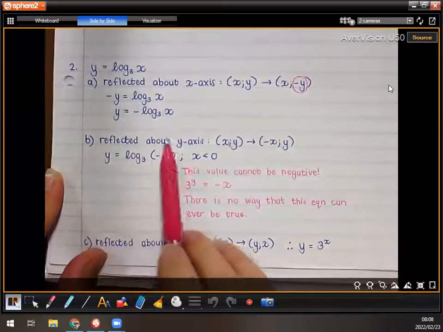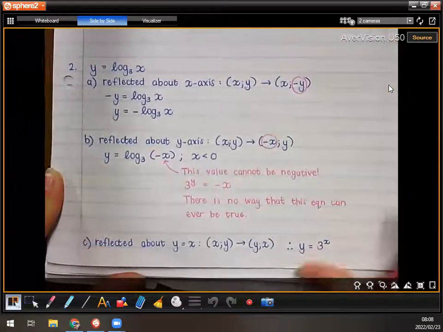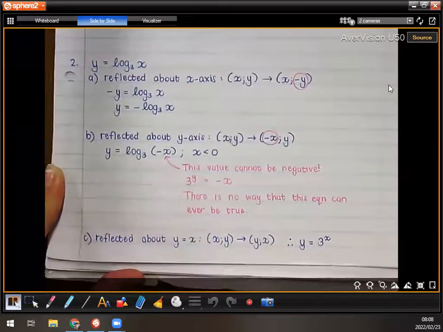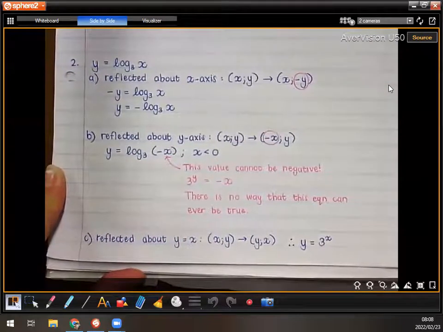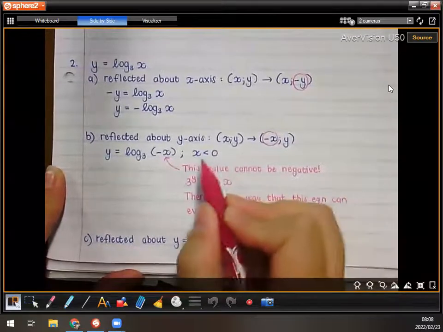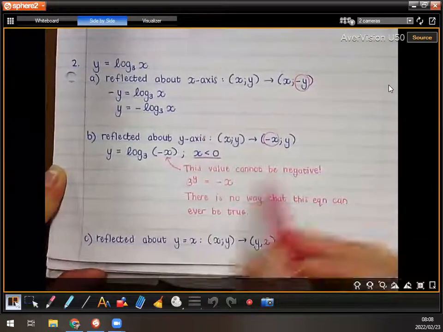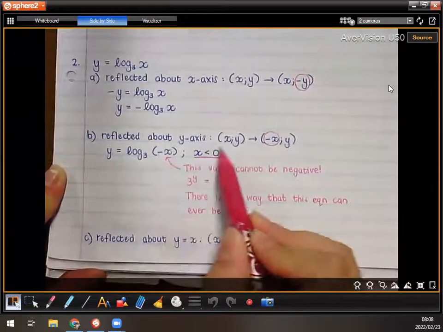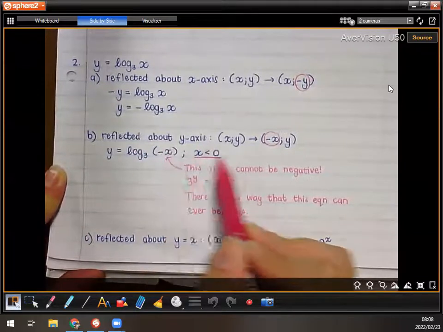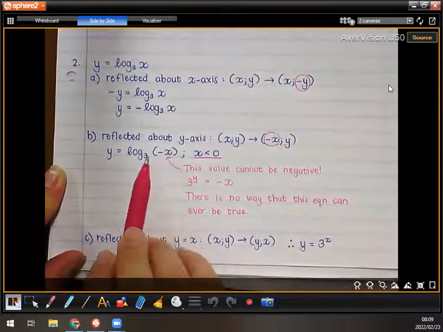Then for B, when you are reflecting about the y-axis, we know that x becomes negative. I think we're all fine with this part. It was y equals log base 3 of x, and it's now log base 3 of negative x. Is that fine? Guys, what I wrote there on the side is saying that this equation can only work if your x value is actually negative. What are you going to get if you have a negative times a negative?